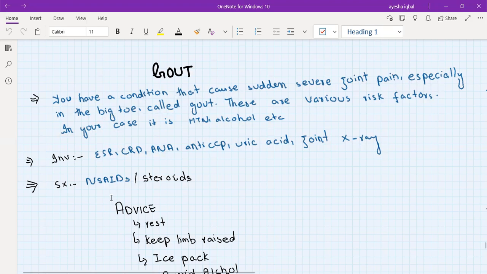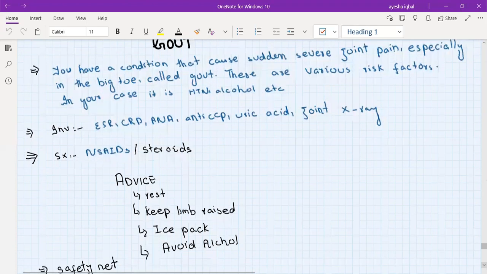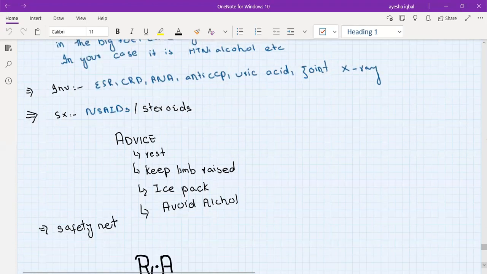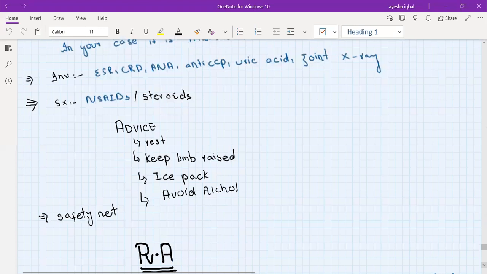Also, you will give general advice: please rest and don't walk a lot, and keep your limb raised, okay, on a pillow or something. Use ice packs. It will help resolve the inflammation, and it will also decrease the pain. And avoid alcohol, red meat, and seafood. Okay. So yeah, and you will safety net this patient for septic arthritis.